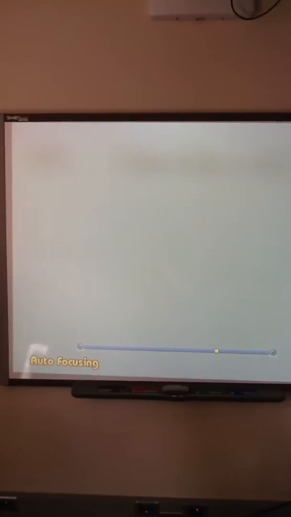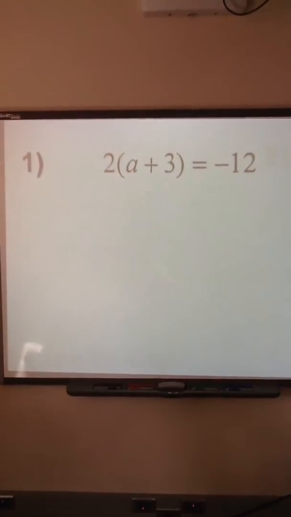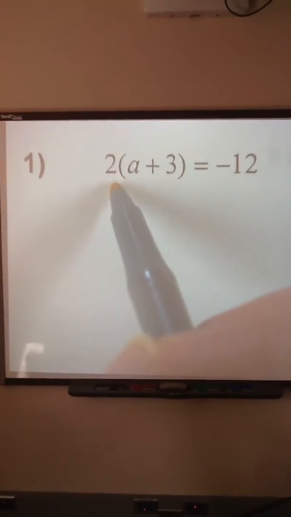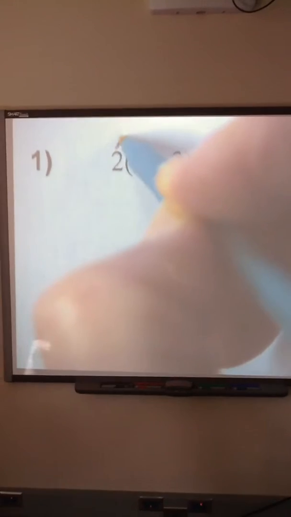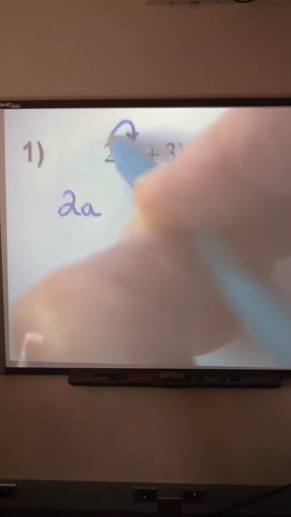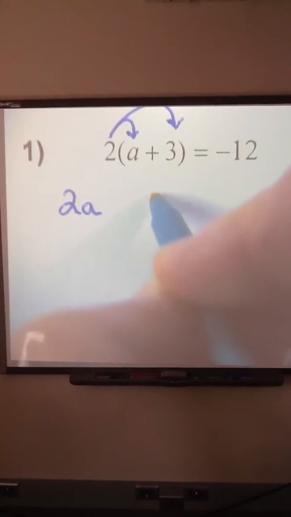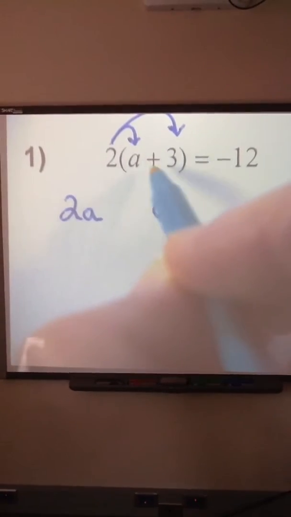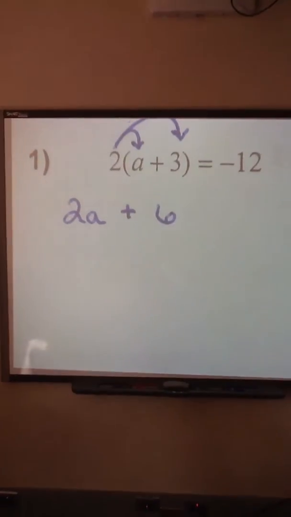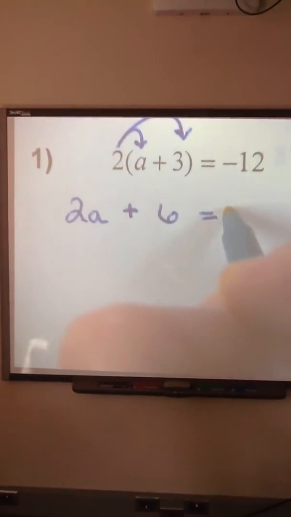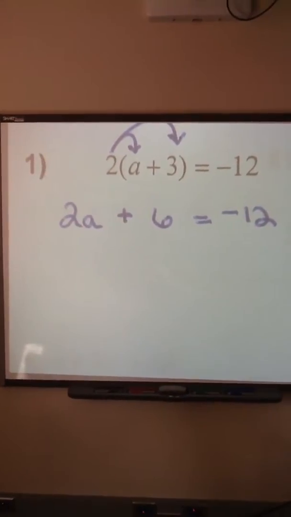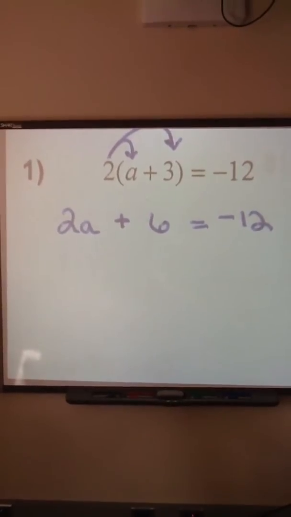The first thing that you need to do in problems like these is to distribute the 2, or whatever number is in front of the parentheses. So you would say to yourself, 2 times a is 2a, and then 2 times 3 is 6. And because there's a plus sign in between these two terms, there would be a plus sign in between those two terms. And that equals negative 12. Once again, after doing that step, we have gotten now an equation that requires 2 steps to solve.